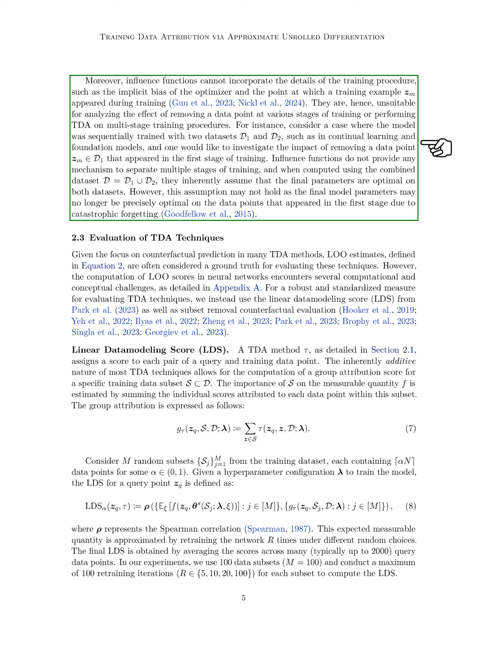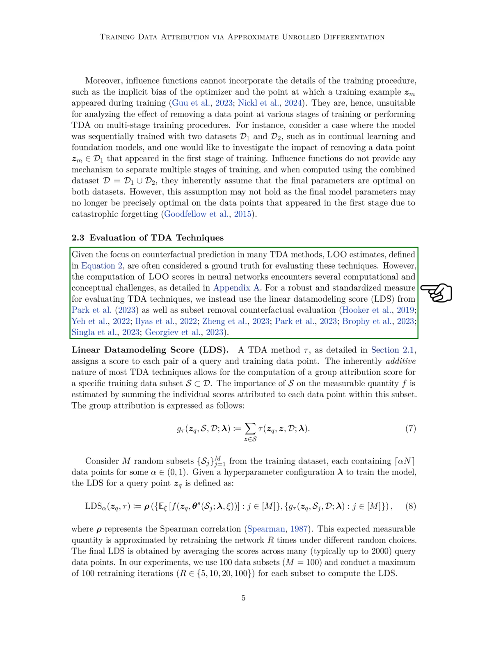Section: Evaluation of TDA techniques. In this section, we evaluate TDA techniques. We often use LOO estimates as a benchmark for assessing these methods due to their focus on counterfactual prediction. However, calculating LOO scores in neural networks presents various challenges, as explained in the appendix.